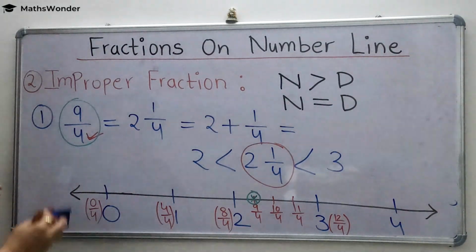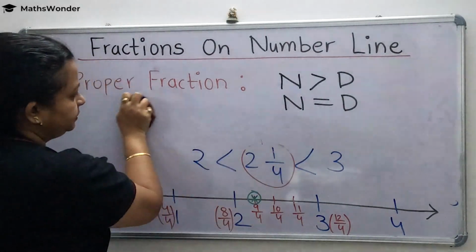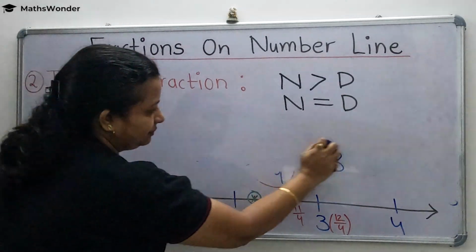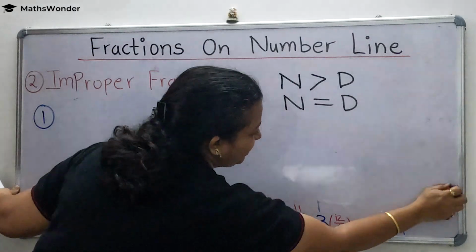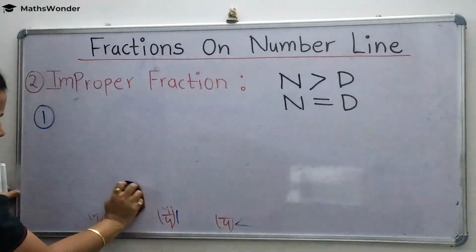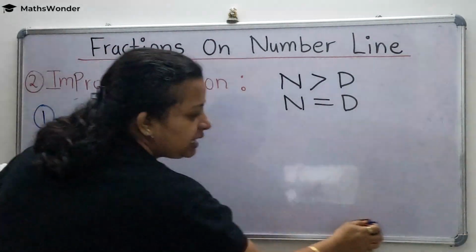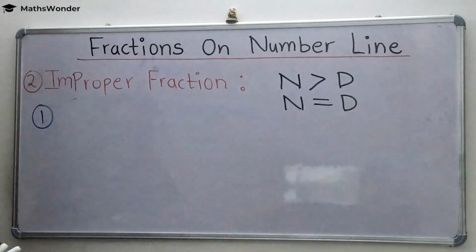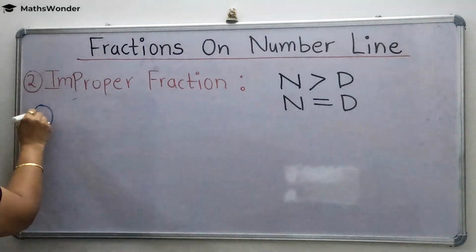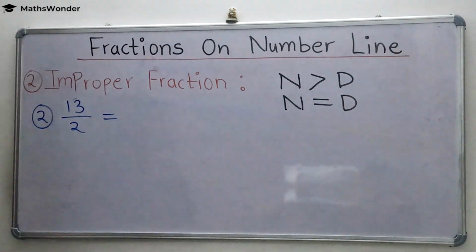Now I am giving more examples. Which was the last question I gave? 13 over 2, right? Yes, 13 over 2. Now see how you will do it. 13 over 2, how will you represent it on the number line? First of all, what will you do? Convert into mixed.